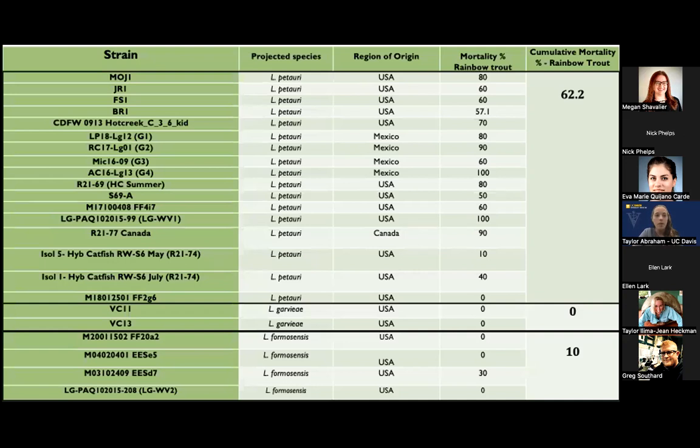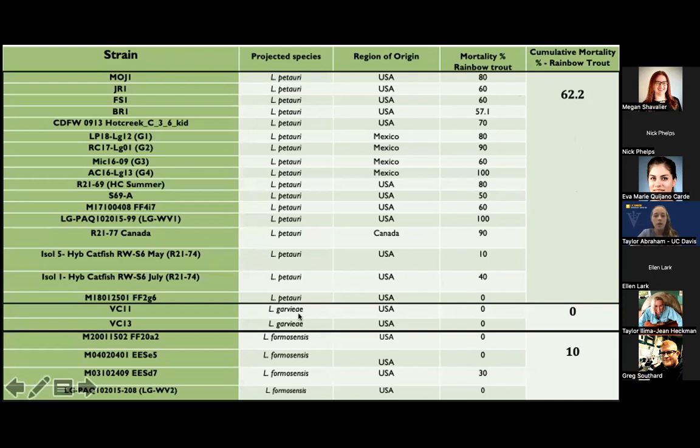So for our results for this section, we did see significantly greater disease severity and mortality of piscine lactococcosis in our rainbow trout groups challenged with distinct isolates of L. petauri in comparison to our rainbow trout groups exposed to L. garvieae or L. formosensis. As you can see here, our L. petauri groups did end up with a cumulative mortality of 62.2%. And as you can see, most of the mortality rates did exceed 50%, and this did occur in the first days of the challenge.